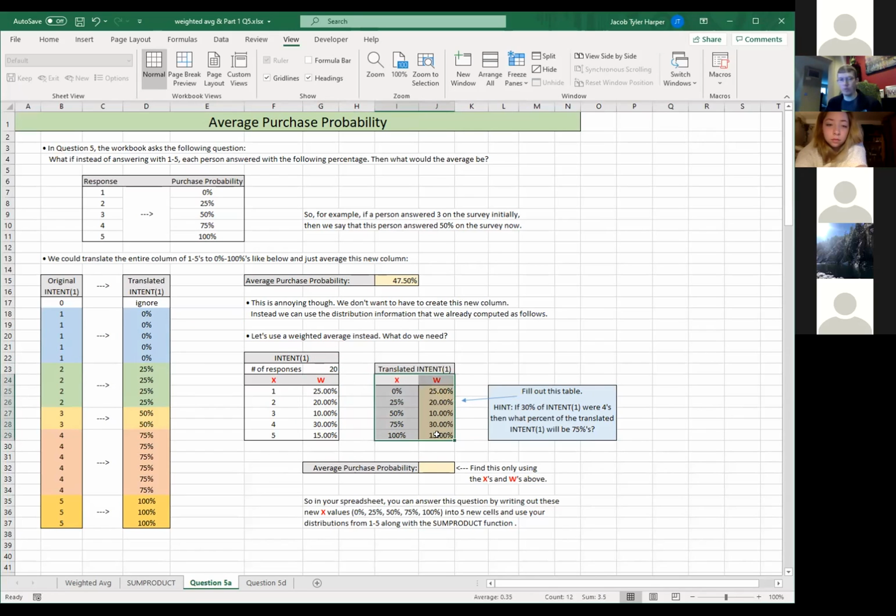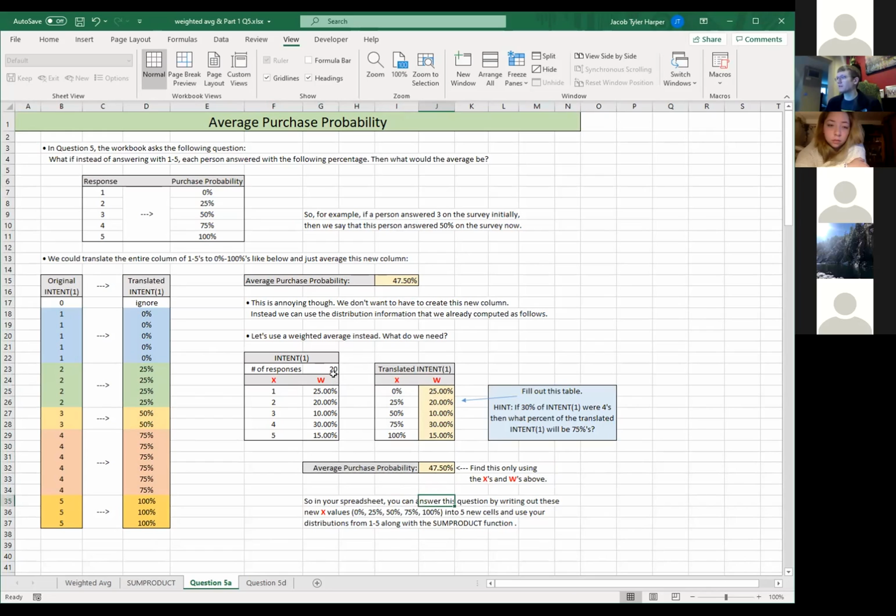Therefore, if I know the weights of all this stuff, I can use a sum product. There's my x's. These are the new things we're averaging. These are the weights. I've already computed the weights in question 2. And there's my average. So all I needed was these 10 numbers, which you already have in your book. You can just write these down. And I did not have to rely on this raw data. But notice I got the same answer either way. So this is how you should attack this average purchase probability question.